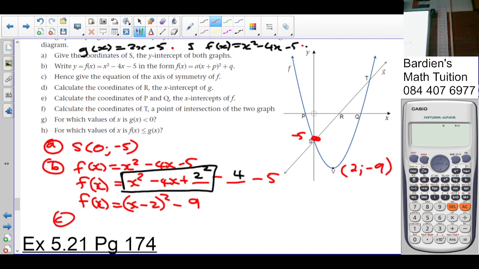C. Hence, give the equation of the axis of symmetry of f. The axis of symmetry, of course, is the line going through the center of the graph. With your symmetrical line, if you fold the graph along that line, the left hand side will fall exactly onto the right hand side. And what's the equation of that line? x is equal to 2.